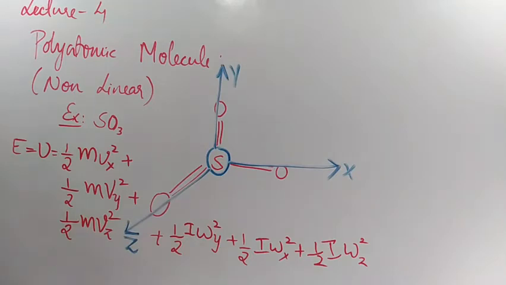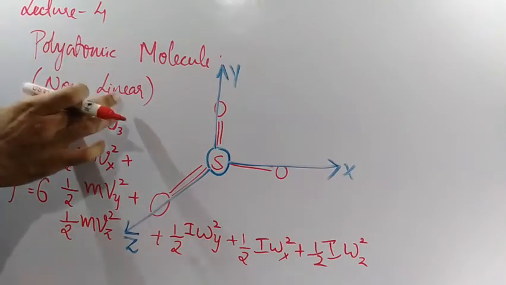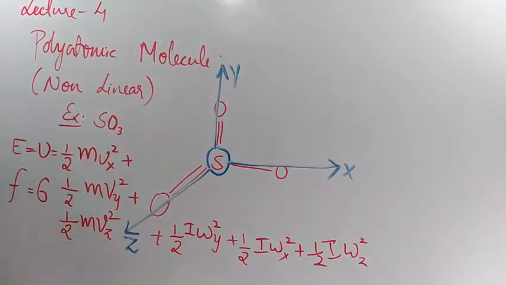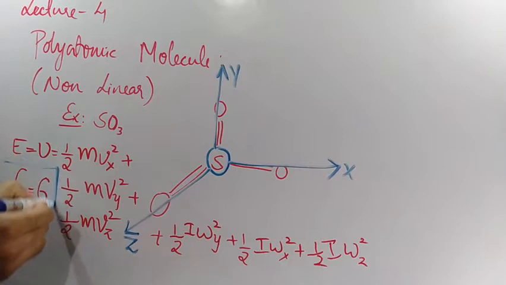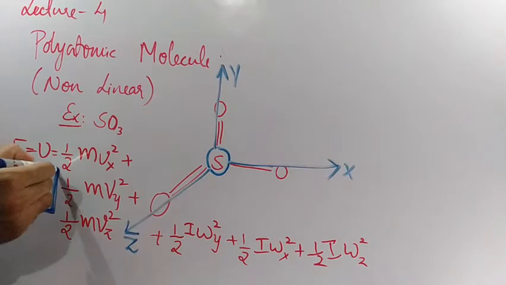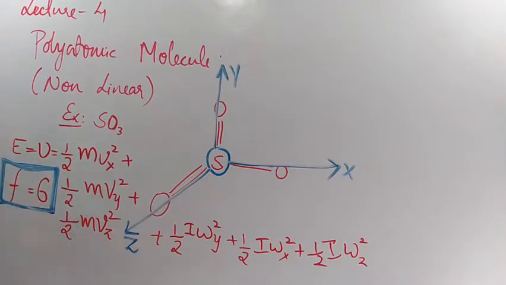So totally how many terms am I getting? 6 terms. That means what does this number 6 stand for? Degree of freedom. So the degree of freedom for a non-linear polyatomic molecule is nothing but 6. Are you understanding? So for a non-linear polyatomic molecule, the degree of freedom value will be equal to 6. Clear? So shall we go to the next step?